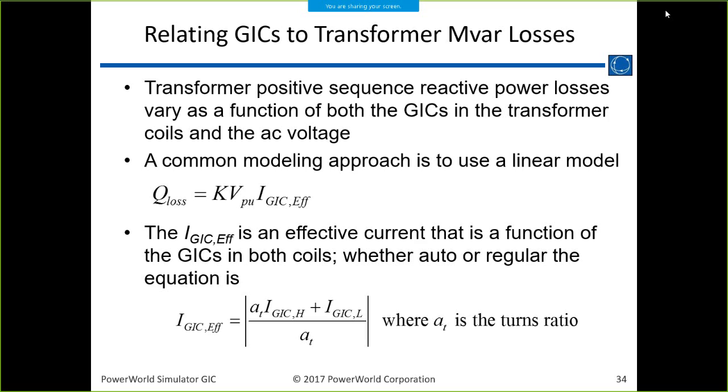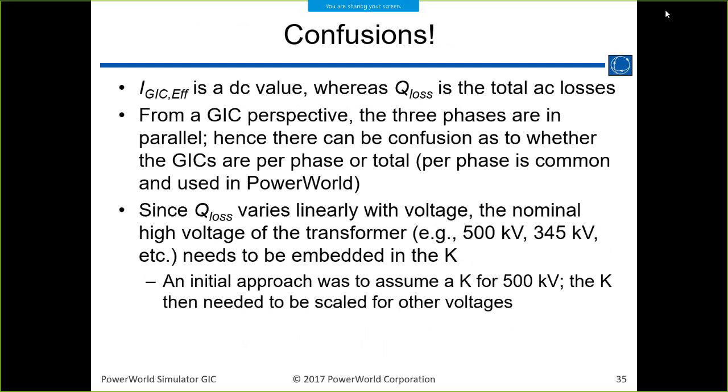In a transformer, we calculate what's known as the effective GIC, which takes into account that the losses you see in a transformer depend on the GICs you get in each coil of the transformer. If it's a GSU where you've got grounded Y on the high side and the low side is delta, the low side doesn't play a role, so it's just the high side. If it's an auto transformer, this equation becomes quite important. But that's all something that we calculate automatically in the software.